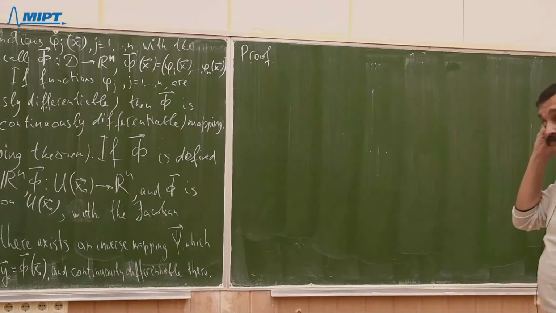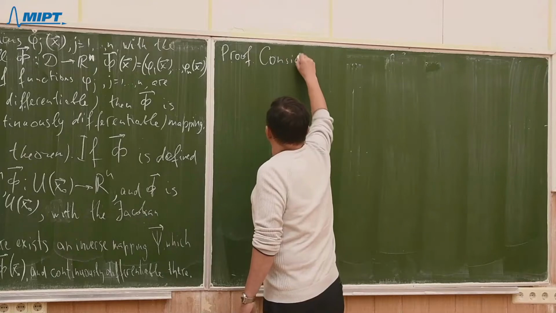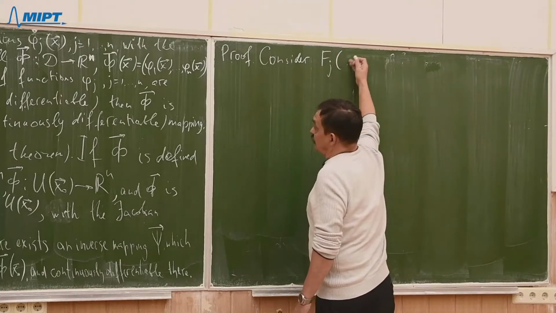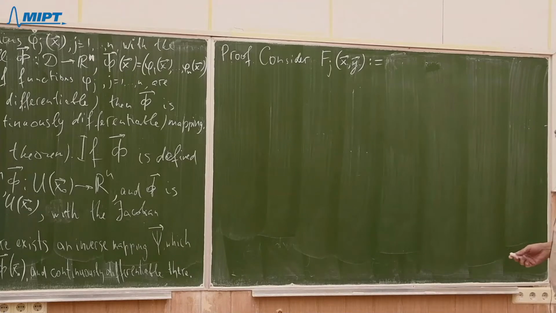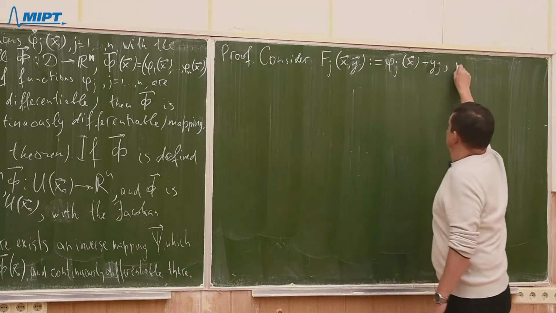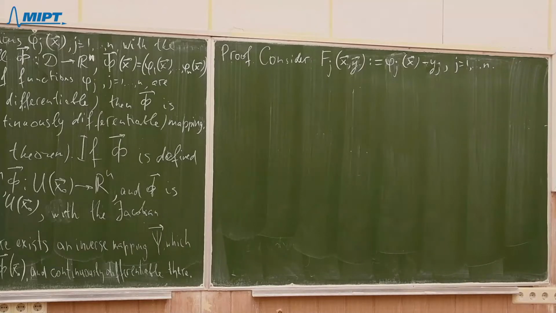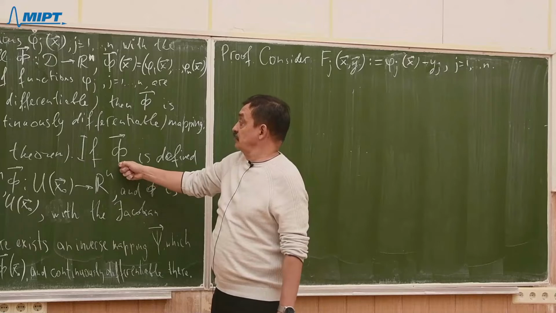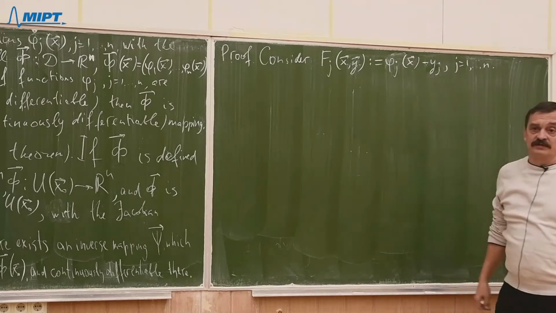Okay. Proof. And the proof is very easy. We just refer to Theorem 2. So consider such a set of functions fj of x, y. We'll define it as follows: just functions phi j of x minus yj, j from 1 up to n. And that is the definition of our functions. So we take the original functions, which are components of our phi, and form such a difference.